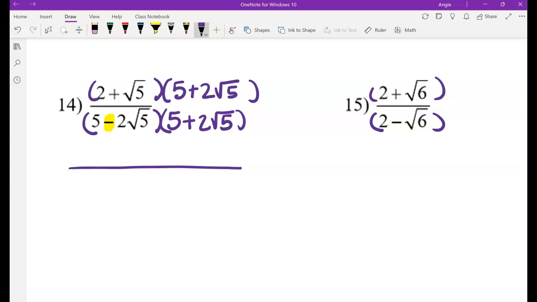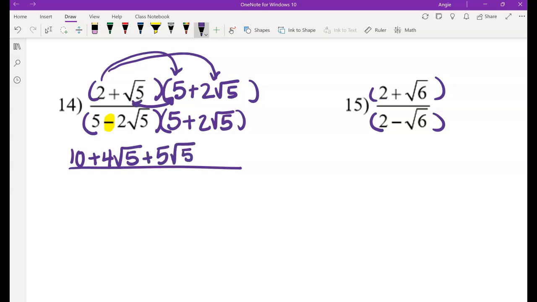Now on the top, we are going to FOIL as normal. 2 times 5, that's 10. 2 times 2 rad 5, that is going to be 4 rad 5. Rad 5 times 5 is going to be 5 rad 5. Rad 5 times 2 rad 5, students, 2 rad 25, okay? Or you can write this first right now.